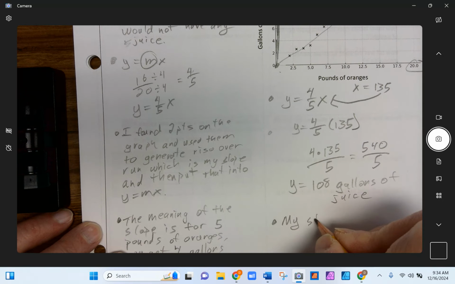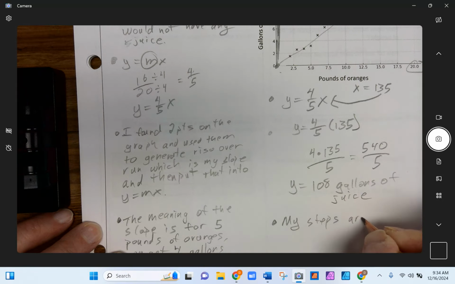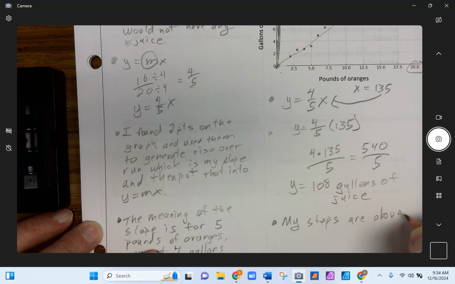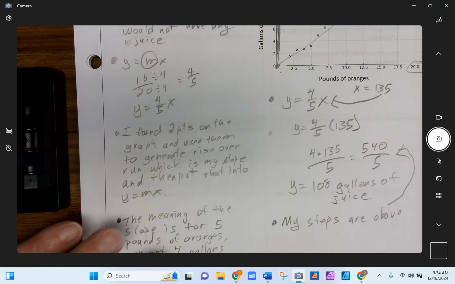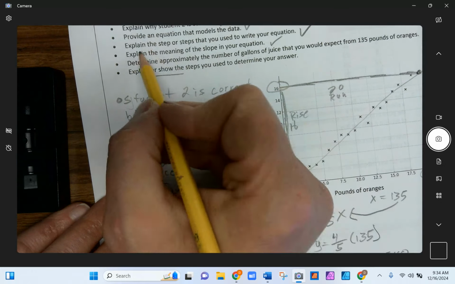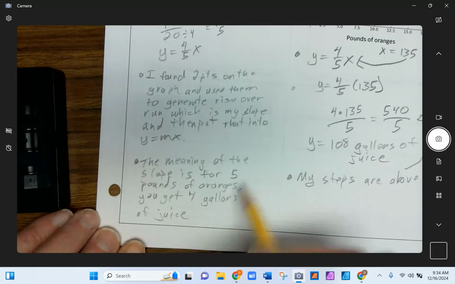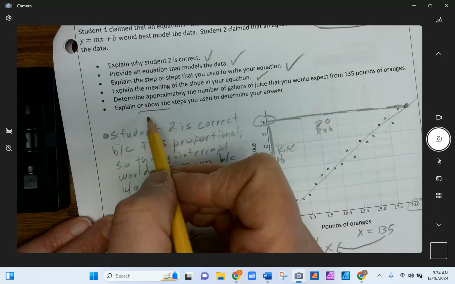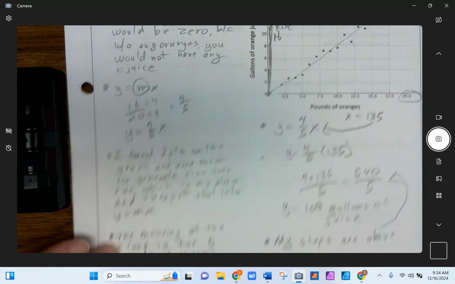My steps are above, because it says show. So you don't actually have to write it out. The previous one said explain, so you had to write it out, but this one says show, so you can just show the math for it. Okay.